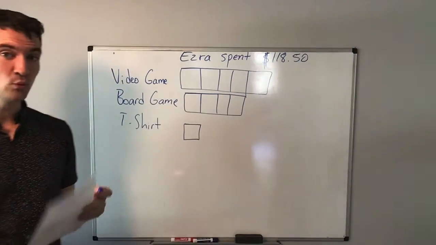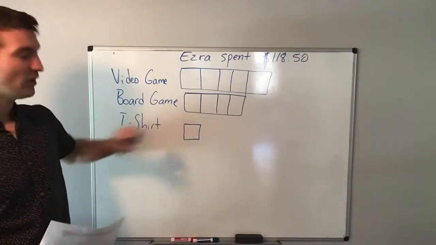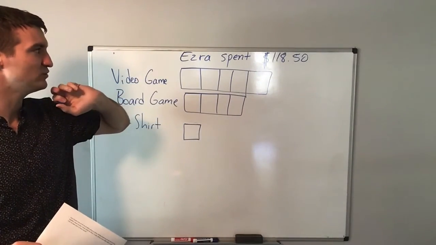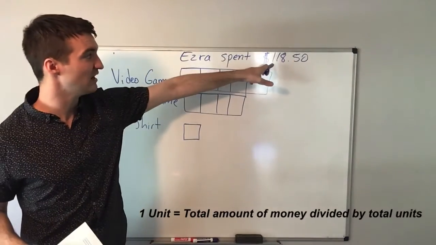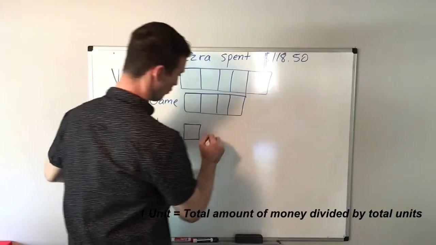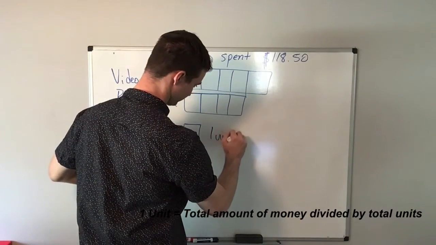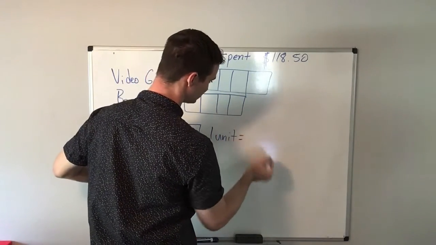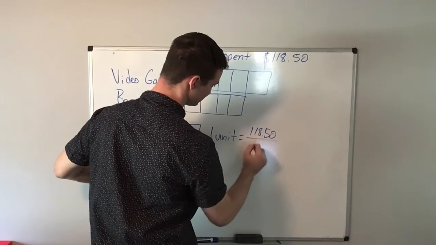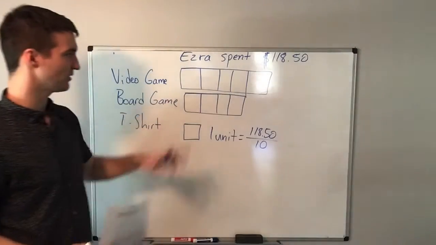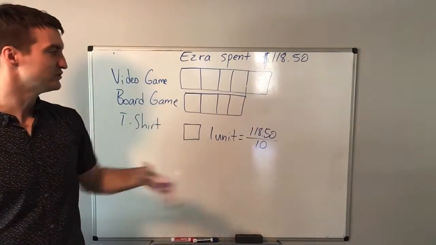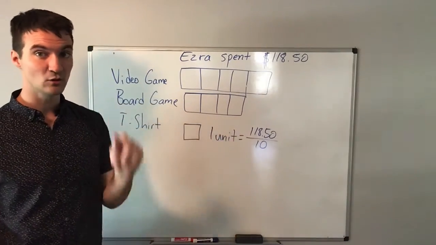So what I'm going to do to find one unit, just one unit, I'm going to take my total amount of units, and I'm going to use that and divide $118.50 by my total amount of units. So 1 unit, which is this one right here, equals $118.50 divided by, let's count up our units, 1, 2, 3, 4, 5, 6, 7, 8, 9, 10. So all I have to do is divide this by 10 and I get just 1 unit.